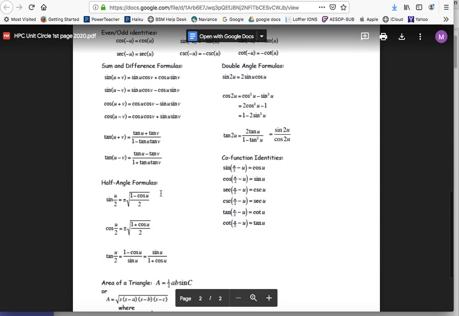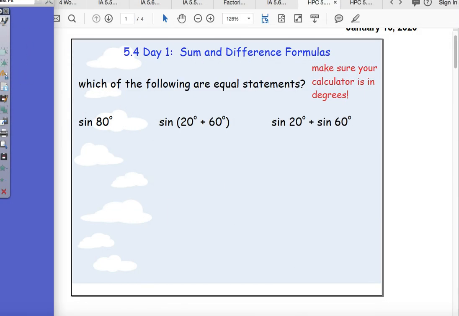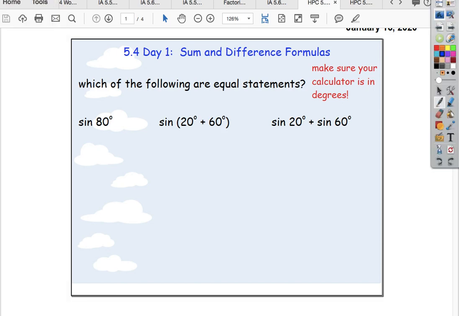Memorize all of those. Today, you're going to want your unit circle sheet out while you're taking notes, and you're going to want to look at the sum and difference formulas here. So keep that next to you while you're taking your notes so you have it to refer to. We are going to start notes on 5.4 day 1.